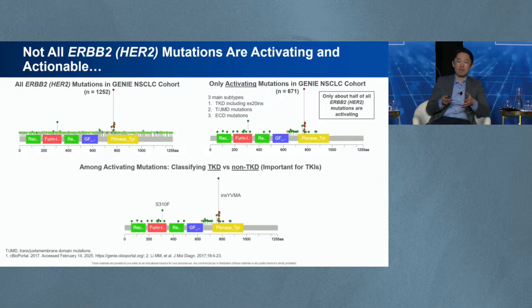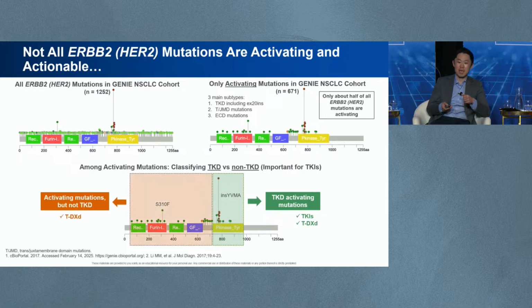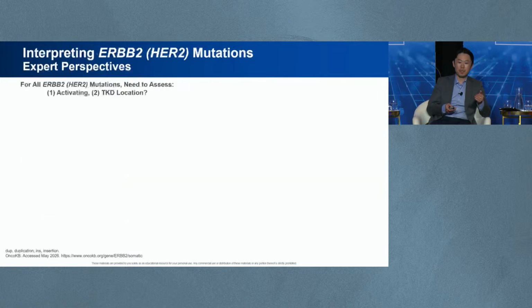And then after that, we have to do a further analysis of classifying whether something is TKD or non-TKD, because that has implications for treatment. Again, on the right in that yellow box is the tyrosine kinase domain. We have to be able to identify these TKD mutations because, for those mutations, we have approvals for TKIs as well as T-DXd. That's in contrast to the other non-TKD activating mutations, where T-DXd is approved. And so just to summarize, for all ERBB2 mutations, we need to answer two questions. One, is it activating? And number two, is it TKD?